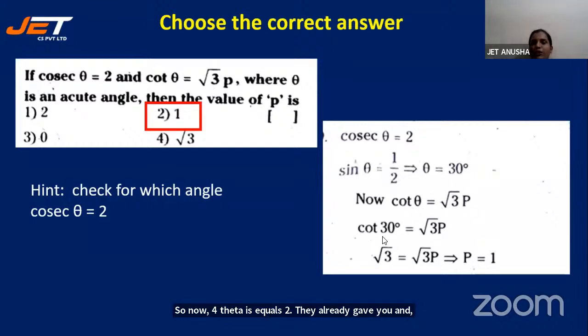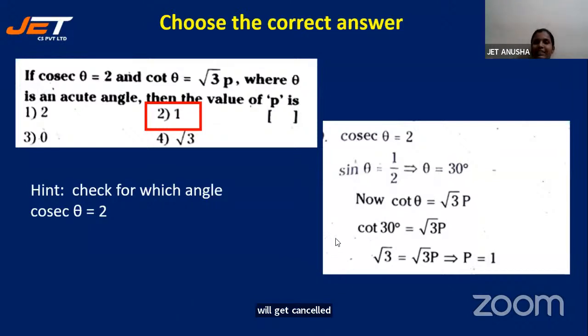In place of theta, substitute 30 degrees. Cot 30 degrees is equal to root 3p. Cot 30 degrees, what is its value? Root 3. Root 3 is equal to root 3p. So p is equal to root 3 by root 3, and root 3 will get cancelled. You'll be left with 1.